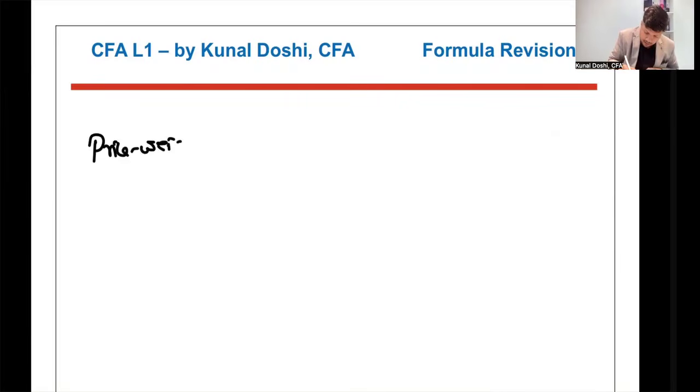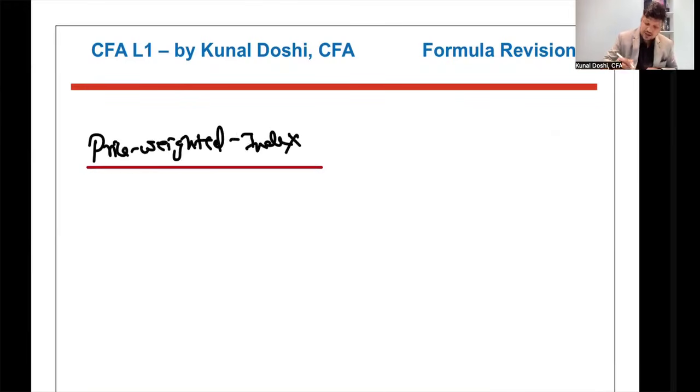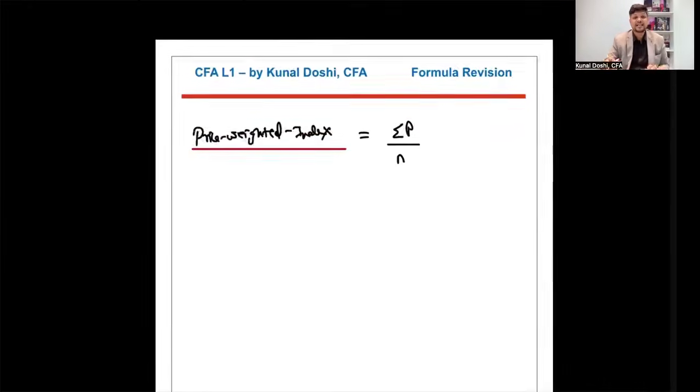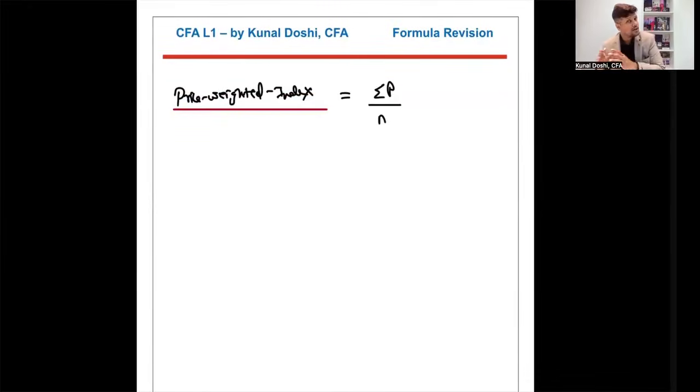Price weighted index. Remember, price weighted assumes what? One stock of each security in the index. So under the price weighted index, we just sum up all the prices and divide by n. That is how you will get the index value. Are you with me on this, everyone? How do we get the price weighted index value? Just sum up all the prices, divide by n. Understood, everyone? This is how you get the price weighted index value.